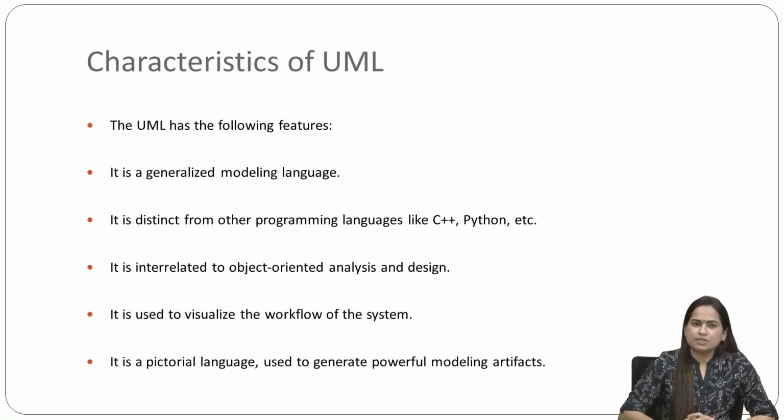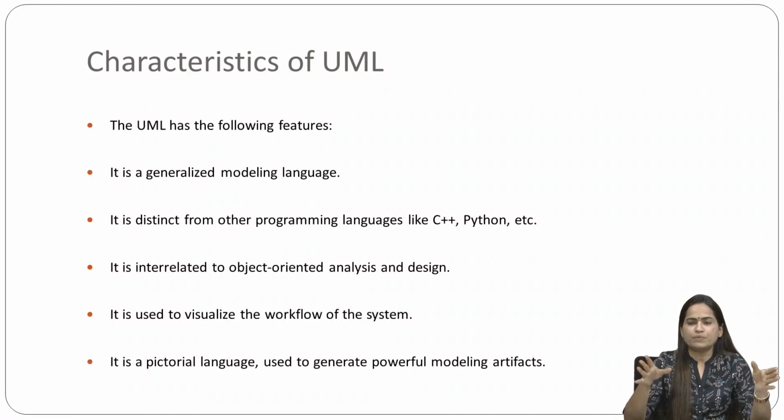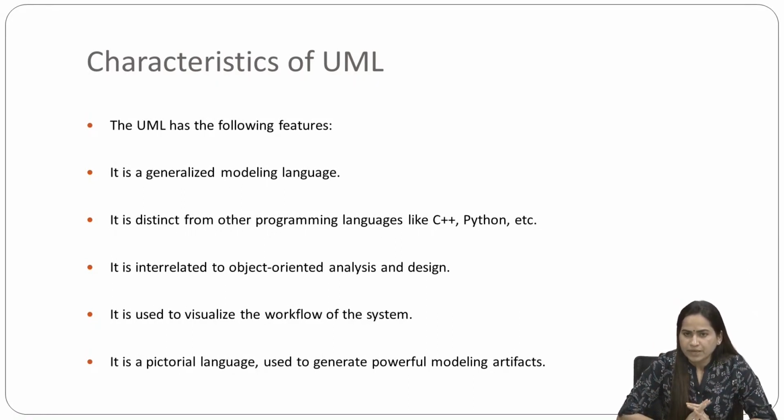Now let us discuss the characteristics of UML. It has some features. First, it is a generalized modeling language, which means we can use it for any type of system, software or non-software. It is distinct from other programming languages like C++, Python, and many other object-oriented programming languages.